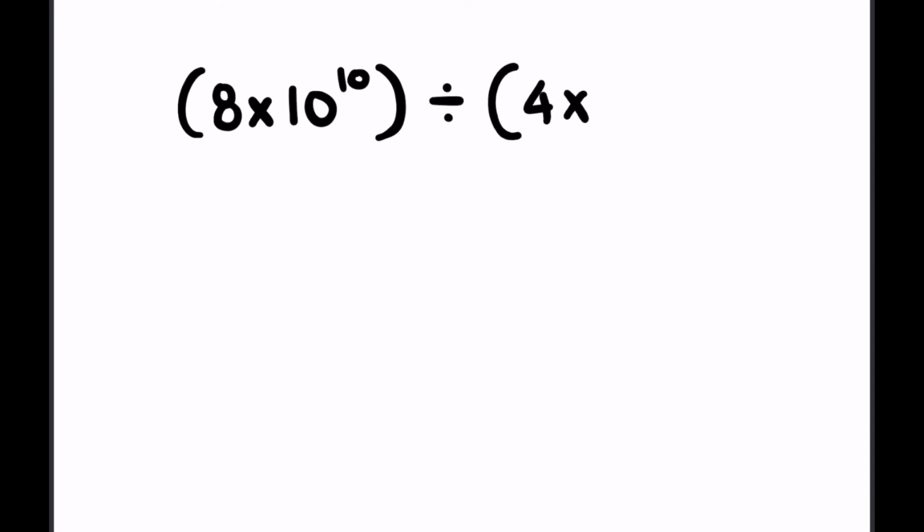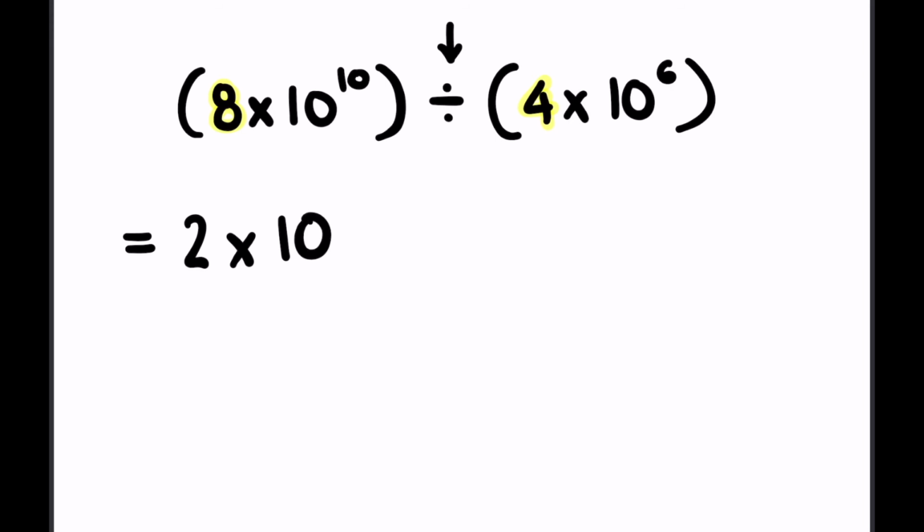Let's do a division question. If I have 8 times 10 to the power of 10 divided by 4 times 10 to the power of 6. I'm going to start with 8 divided by 4. So the process is still the same. We're still going to start with our numbers, except now we're just going to keep in mind that we're dividing and not multiplying. 8 divided by 4 is 2. Multiplied by 10. Now I'm dividing 10 to the 10 by 10 to the 6. And when I divide the same base, I subtract the exponents. 10 minus 6 is 4. So I have 2 times 10 to the power of 4.